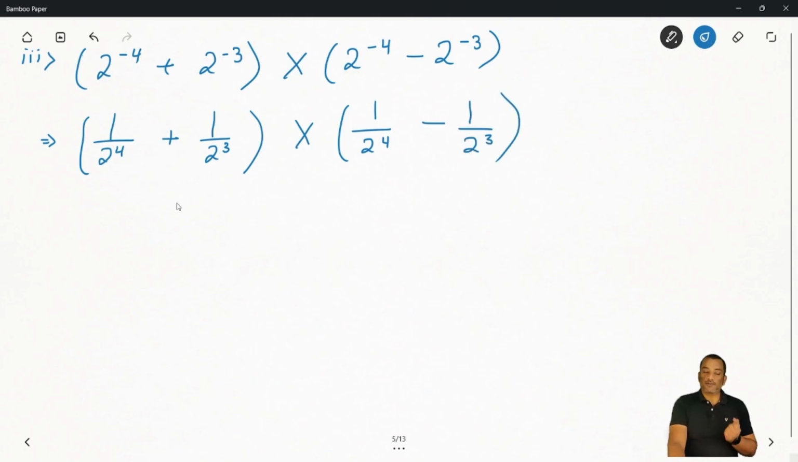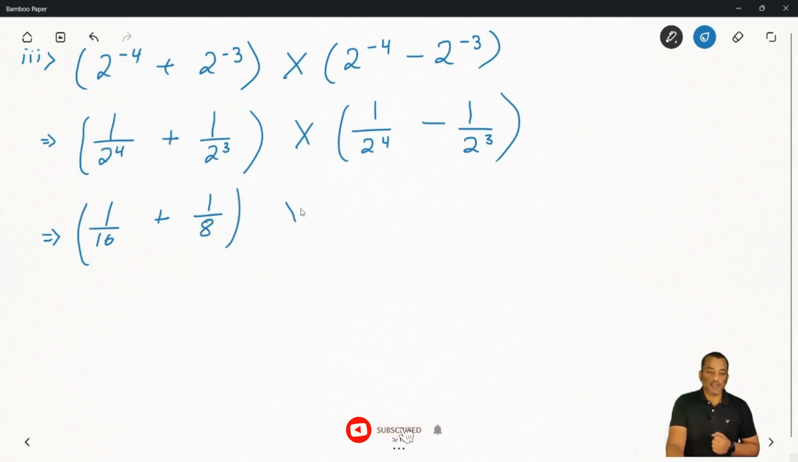Okay, now after that you can convert the exponents into normal numbers. So 1 by 2 to the power 4. 2 to the power 4 you will get what? 16. So 1 by 16, and 2 to the power 3 you will get 8, so 1 by 8. Then the same way on the other side: 1 by 2 to the power 4, 16, minus 1 by 8.